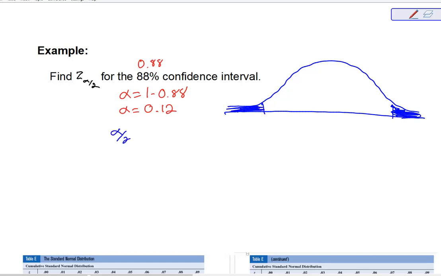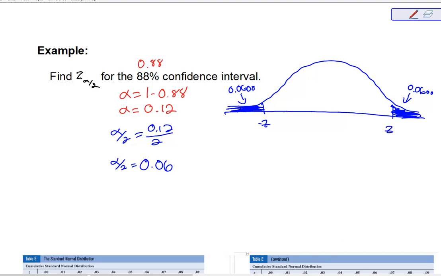So alpha divided by 2, which is 0.12 divided by 2, gives me 0.06. So that means that 0.06 is in each of the tails. And I'm going to go ahead and add on 2 more zeros, because remember, in the center of our table our probabilities are given to 4 decimal places. And I want to find the Z's that correspond to this.